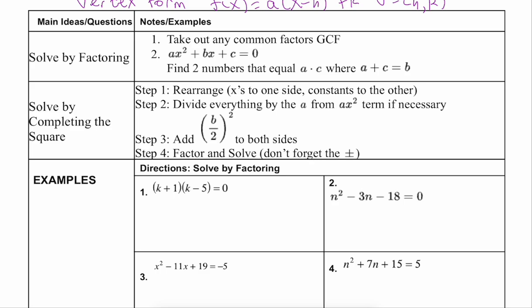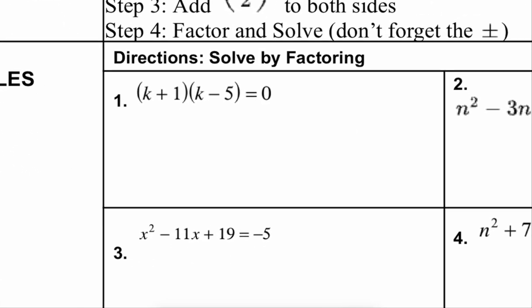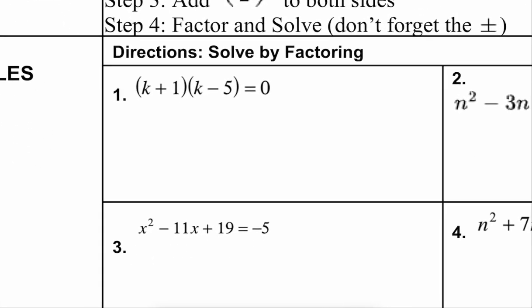So let's do the first 4 by solving by factoring. Okay. So remember, it says to get it equal to 0 and then factor. So number 1 is just an example of if you get it to be factored, how easy we can proceed from there. So all that we have to do if we're at this point is to set each individual factor equal to 0. So we get that k is -1 or k is +5.